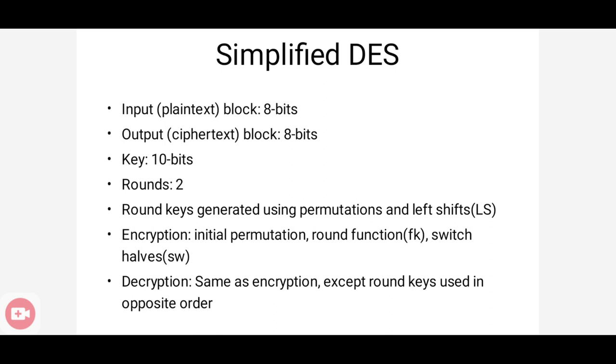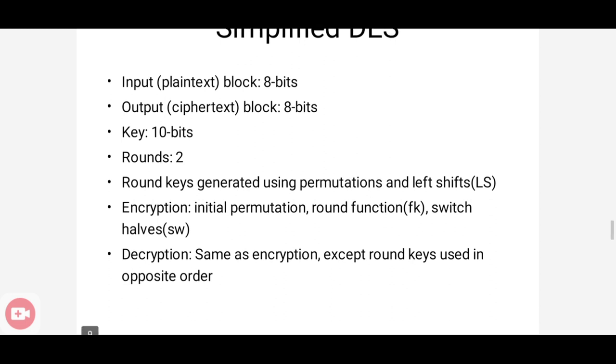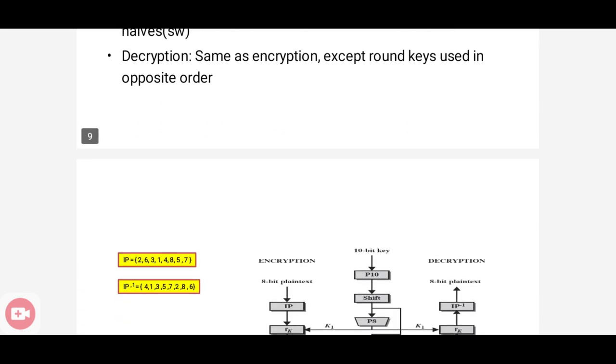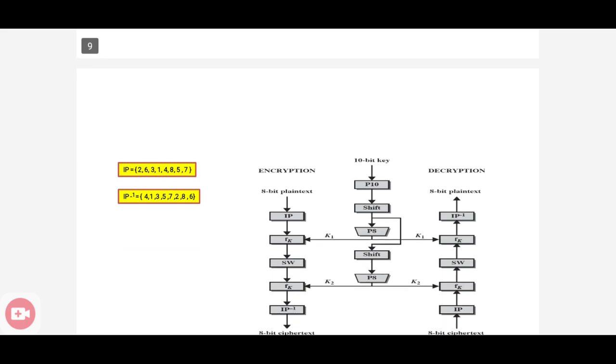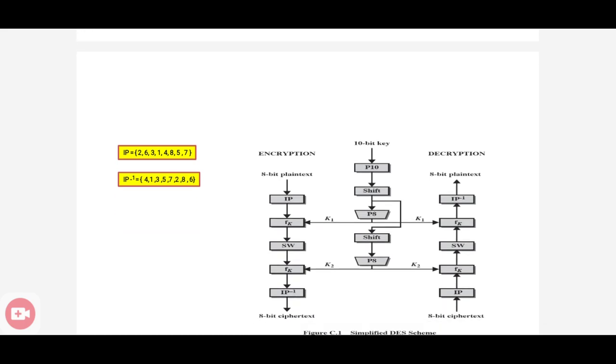Round keys are generated using permutations and left shift. In the encryption process we have an initial permutation, round function, switch halves, etc. Decryption is the same as encryption, but in a reversed, opposite order. Clear? So how do we represent the simplified DES? This is the structure of the simplified DES algorithm.